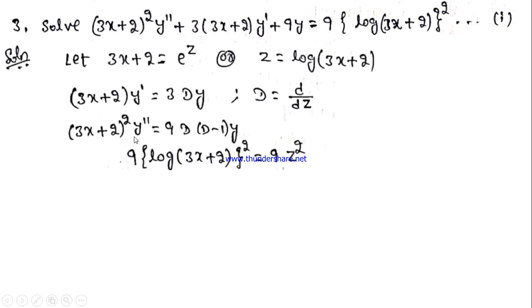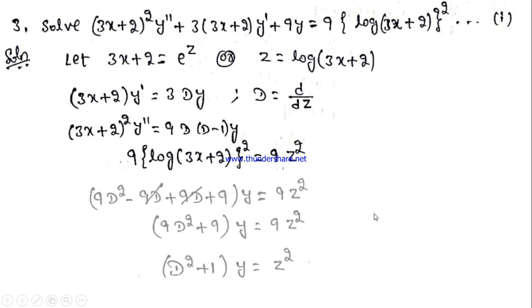As a result, you can note here it is 3 dy, 9d into d minus 1y. You can note in all this problem there is no role played by this b. The role is played only by the coefficient of x, that is a. So once it is done, this equation is converted into d square plus 1y equal to z square.